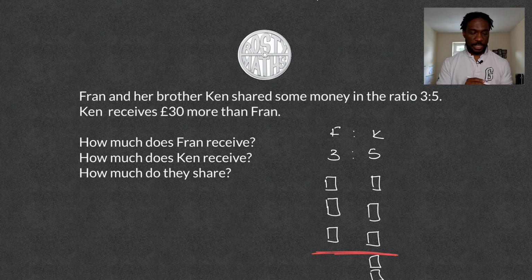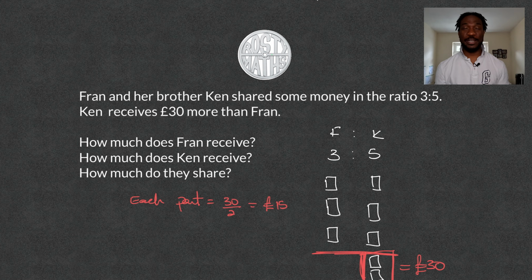Now let's go back and see what he's got then. So he's got £30 more. So I'm going to say to you now that the extra 2 pieces that he's got in his ratio, that represents the extra £30 he's got, and that we're going to use to work out what each part of the ratio represents. So if these 2 pieces here are representing your £30, then I can use that information to work out what 1 piece is. So I'm going to say that each part of the ratio is going to be £30 divided by 2. So each part of the ratio represents £15.